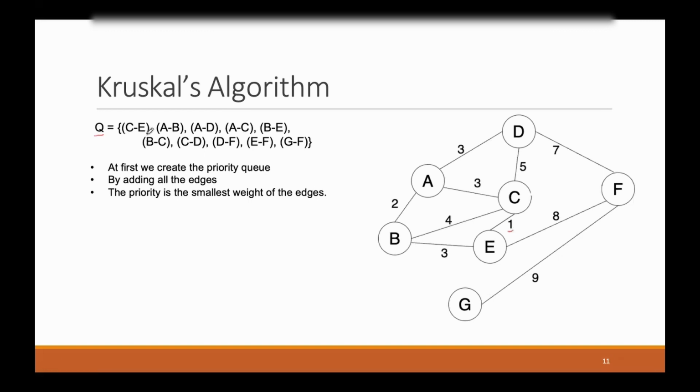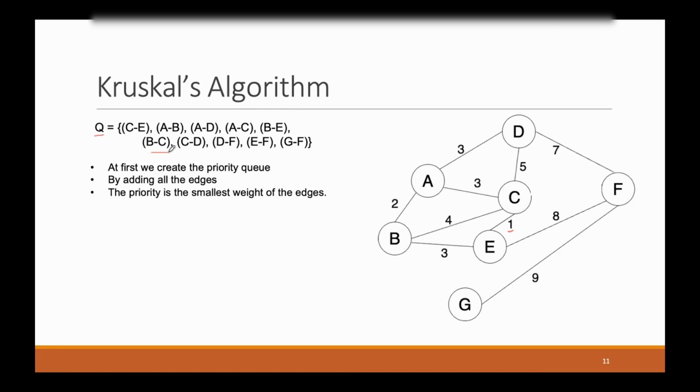So CE goes in first, then comes AB because it has a weight of 2. Next we have weights of 3 in three different edges: AD, AC, and also BE. You can insert them in any order. I've inserted AD, AC, and BE in that order. You can have them in any order because they have the same weight.